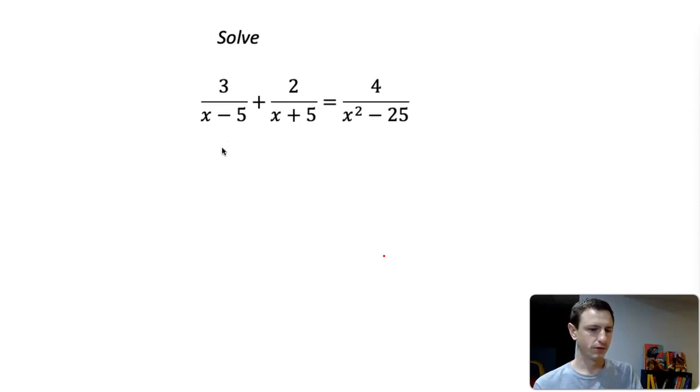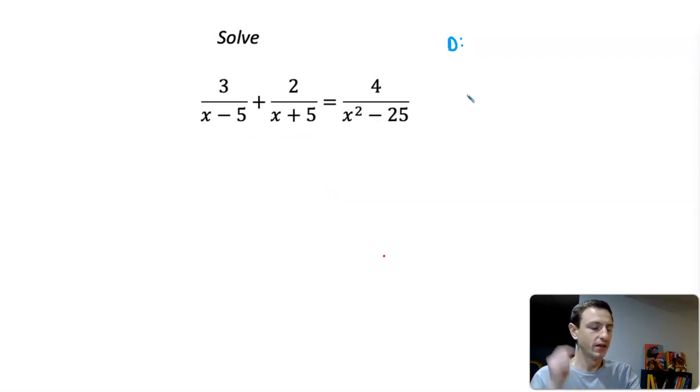In this example, we're going to go ahead and solve this rational equation. When we're looking at rational equations, there's a lot we have to keep in mind. First, we have to keep in mind the domain, like where can x not equal. In this example, we have this x minus 5 in the denominator, x plus 5 in the denominator, and then we also have this x squared minus 25 in the denominator.